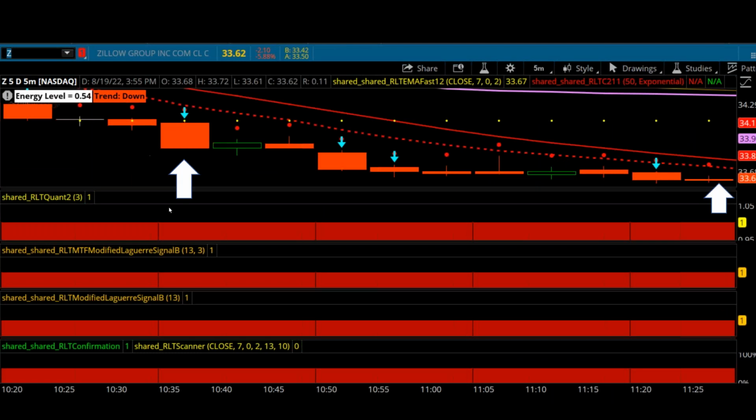We also traded on the 19th. We took a short trade on Zillow, and again, compression was here. It broke down with this pop out of the box signal.